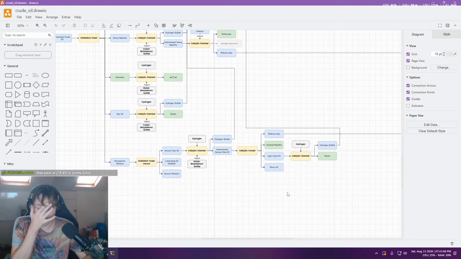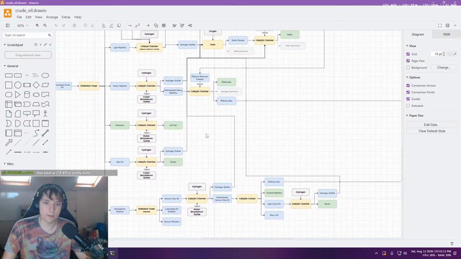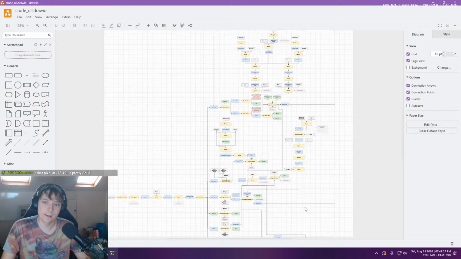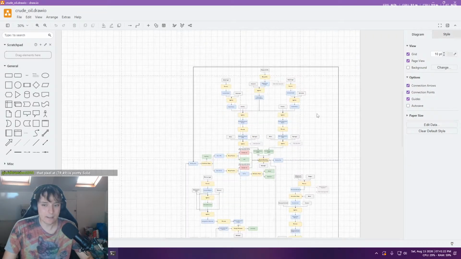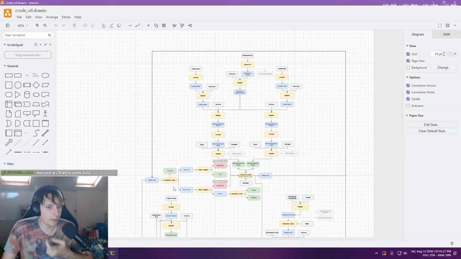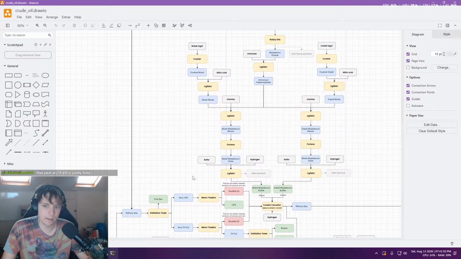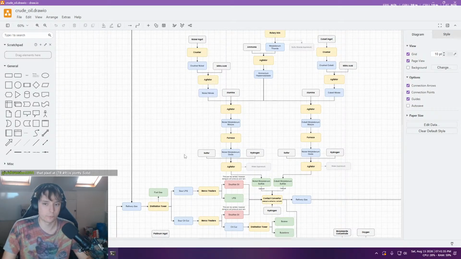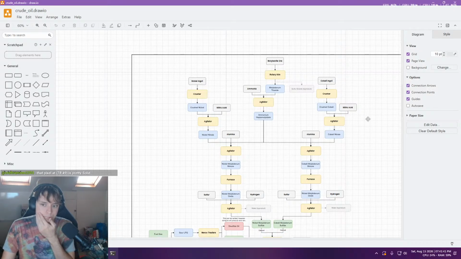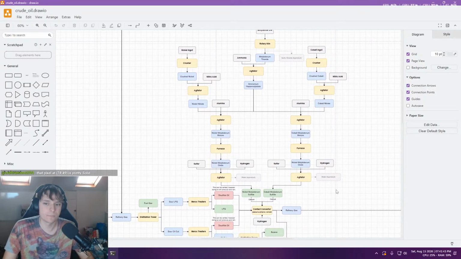Yeah, we're going to be doing some more planning for Industria. We're hopefully going to finish crude oil today. In between streams, I've done a ton of work on crude oil, as you can see. It's getting pretty massive. I don't actually remember exactly where we left off, but I don't think we even finished refinery gas. Yeah, this is basically what we've got.